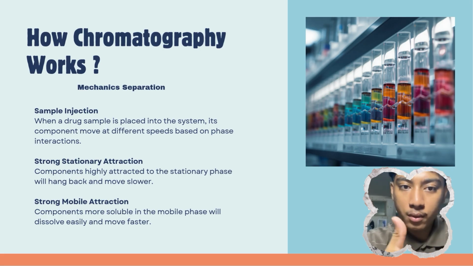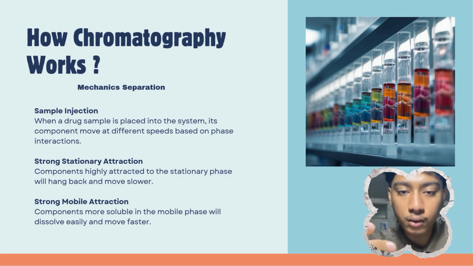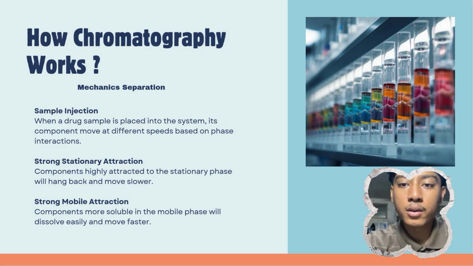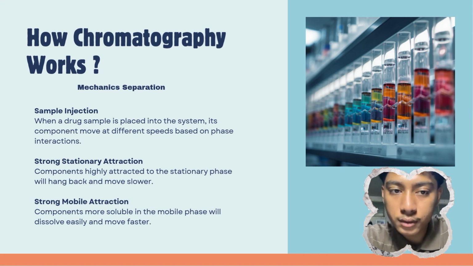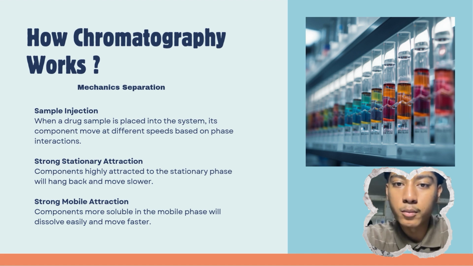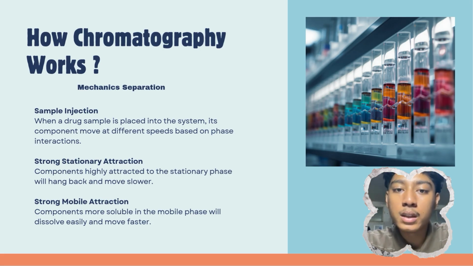First, some components have a strong stationary attraction because they are highly attracted to the immovable stationary phase. They constantly cling to it, which causes them to hang back and move slower. Other components have a strong mobile attraction because they are highly soluble in the mobile phase. They dissolve very easily in the flowing fluid and move much faster.